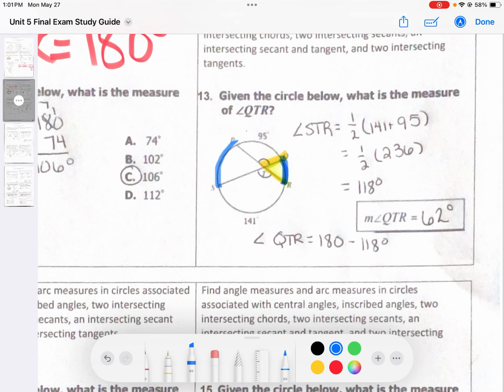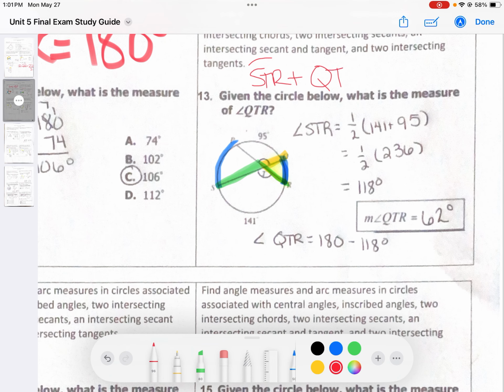I have my intercepted arcs for the angle supplementary to QTR, which is STR. You can use STR or PTQ. It's up to you. I use STR. STR and QTR are supplementary angles. Oops, that's an arc. I need an angle. Symbols are important.